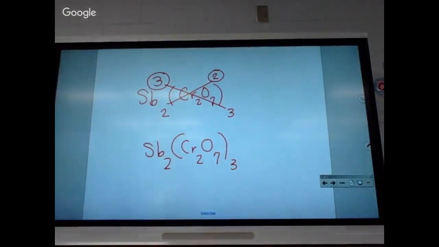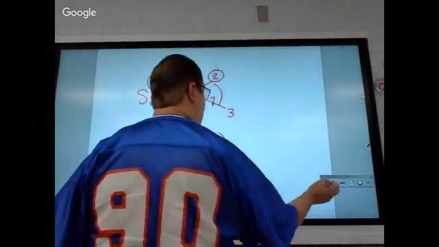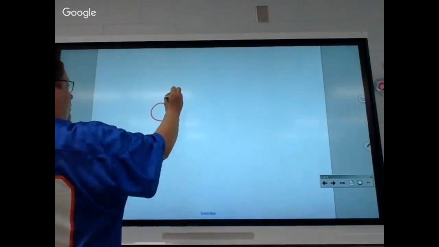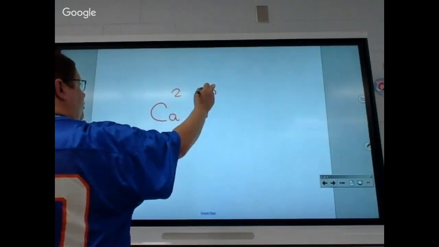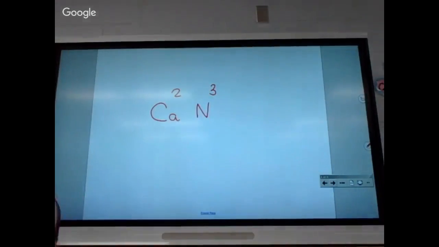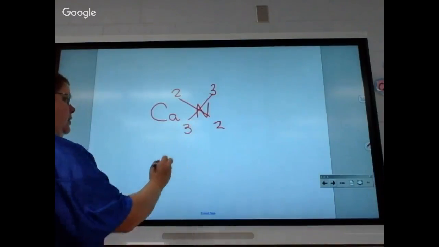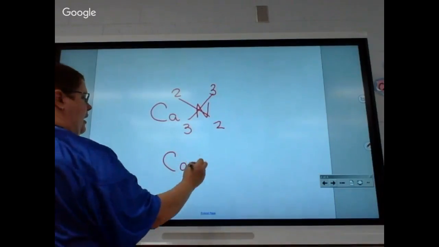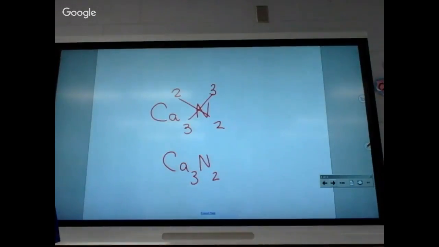Okay, and which other one? Calcium nitride. All right, see how it ends in IDE? IDE tells us what? Binary. It's only going to have 2 elements. So you have calcium, which has a 2 on it. Nitride has a 3 on it. So the 2 comes down, and the 3 comes down. So you get Ca3N2. That makes sense? All right.